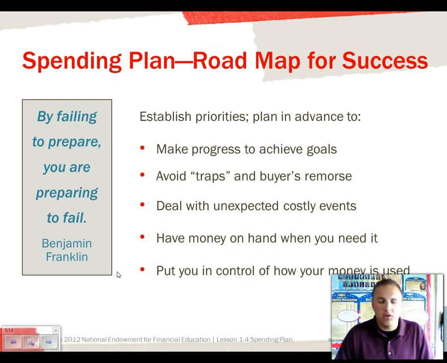So the first thing that we need to do in terms of making a spending plan and mapping out our success for the future, we need to establish our priorities. These priorities can help us to make progress in order to achieve the goals, but they, more often than not, help us to avoid traps and buyer's remorse.